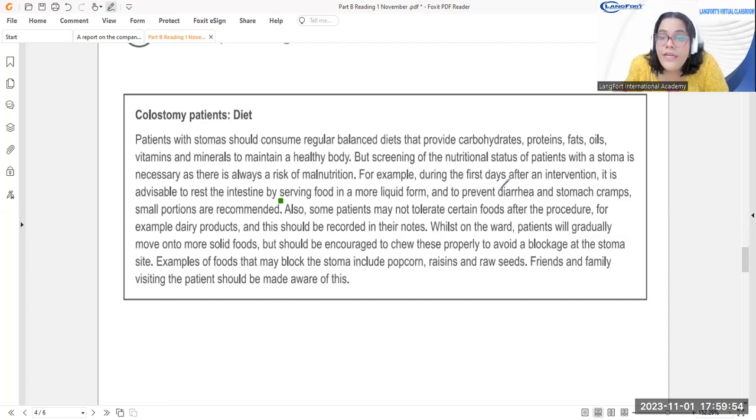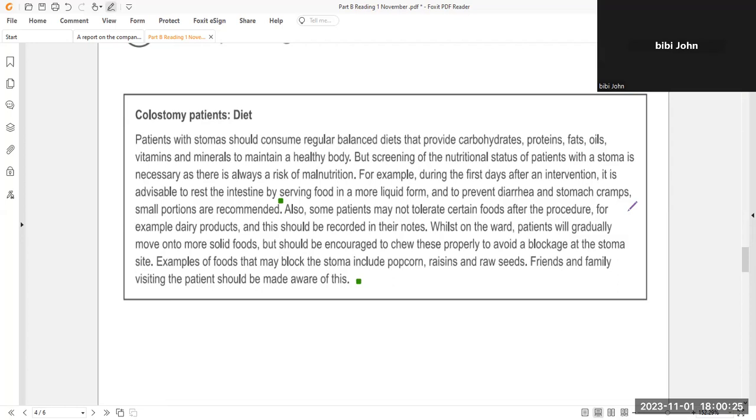For example, in the first days after an intervention, it is advisable to rest the intestine by serving food in a more liquid form. So in the first days after the procedure or treatment, patients are advised to rest their intestine by taking food in a liquid form. And to prevent diarrhea and stomach cramps, small portions are recommended. So considering all that, there is always a risk of malnutrition, so it's important to screen their nutritional status.